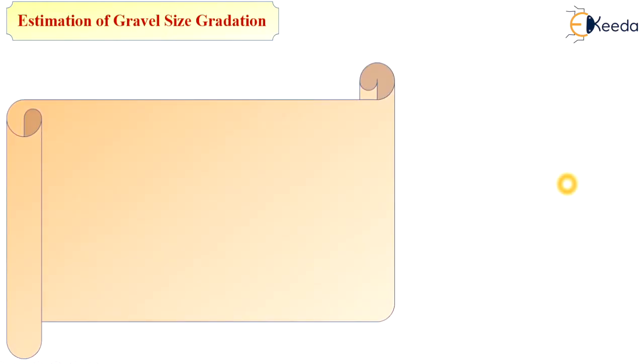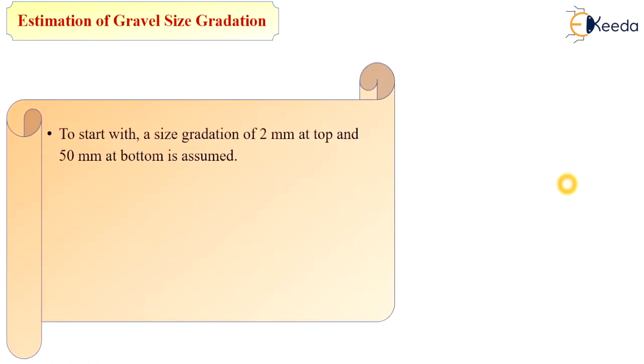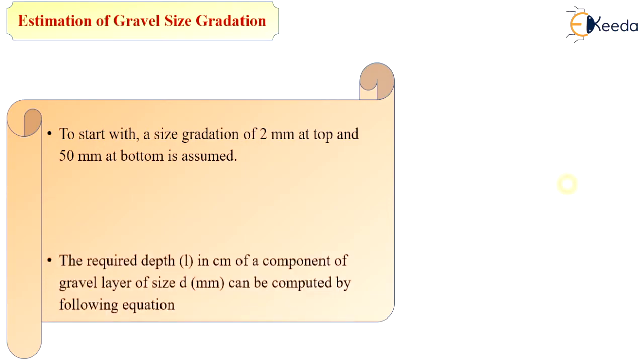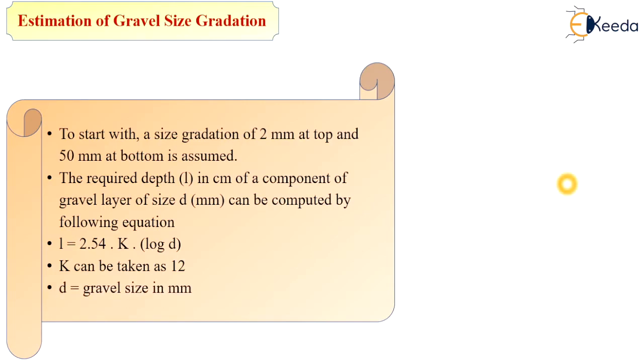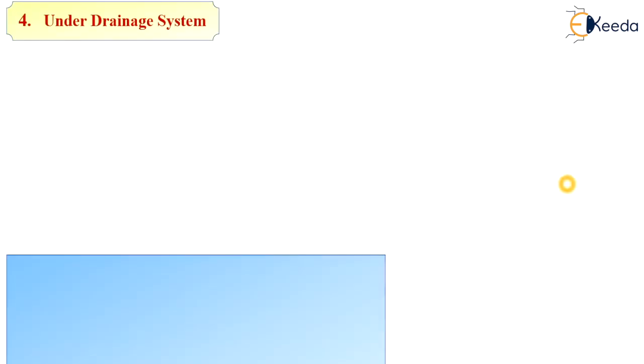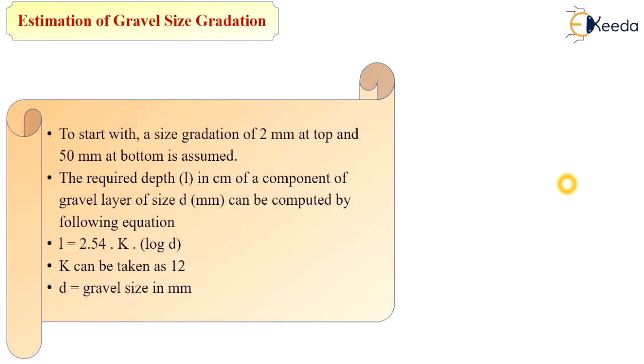Then the estimation of gravel size gradation. To start with, the size gradation of 2 mm at top and 50 mm at bottom is assumed. The required depth in centimeter of a component of gravel layer of size d mm can be computed by the following equation, that is I equals 2.54 into k into log d. In that, k can be taken as 12, and d is the gravel size in mm. So by putting these values into this formula, we will get the gravel size.